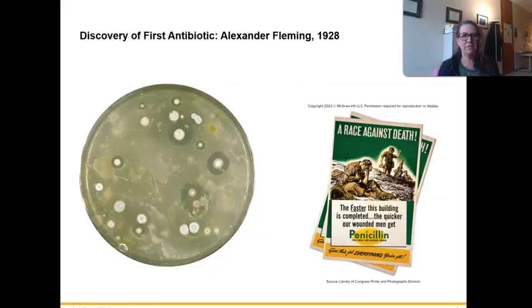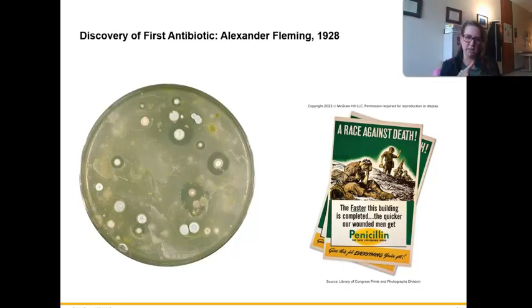I have another minute left. I want to tell you about the discovery of the first antibiotic by Alexander Fleming in 1928. Essentially, he was a microbiologist and he was culturing bacteria. If you look at this petri dish on the left-hand side, this is oftentimes what you will get when you are sampling bacteria from nature. So it is not a pure culture. You can identify several different kinds of colony types.